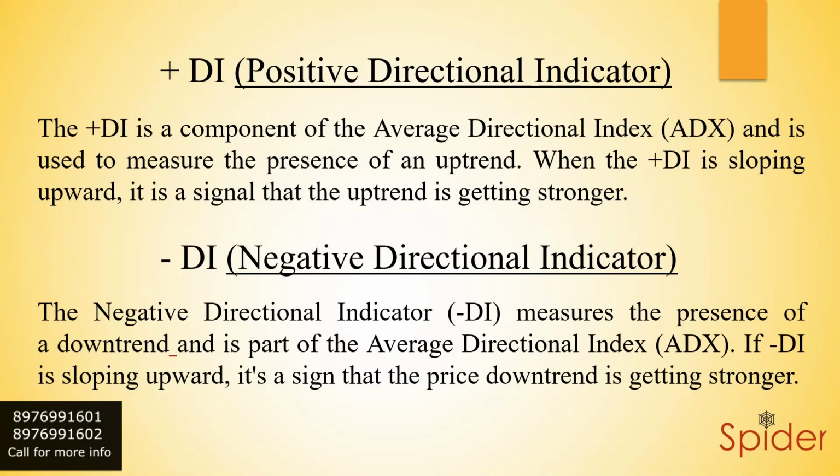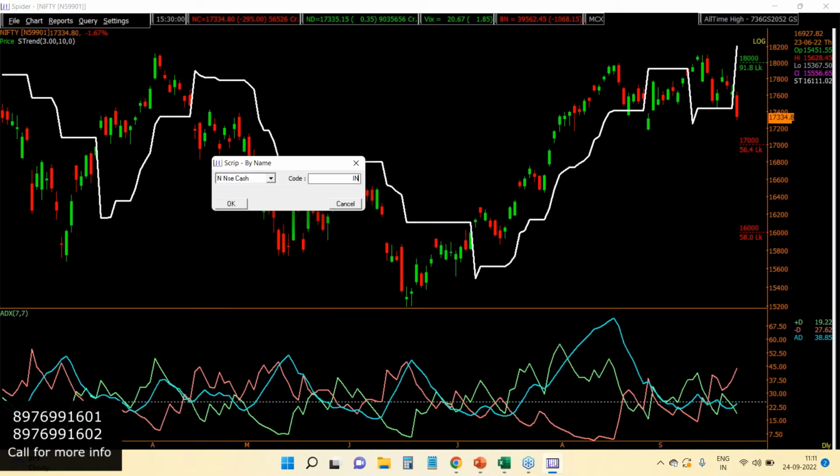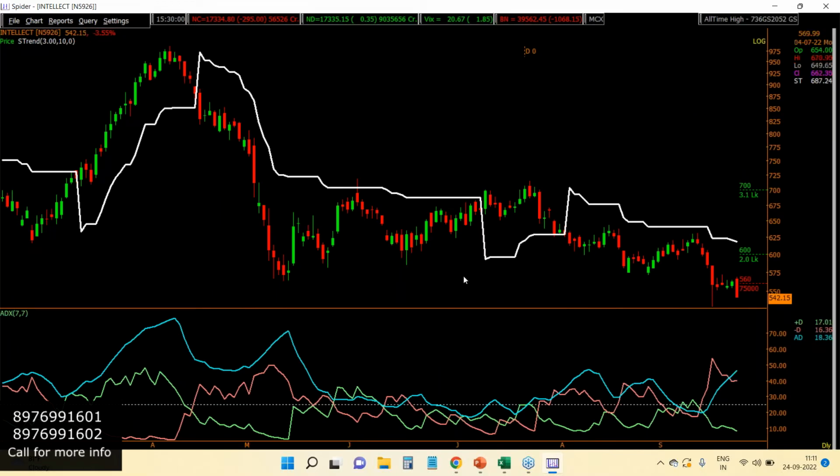So as I can see here, 54% of our audience has said that they use ADX to find momentum. Great. As I told you, it is an indicator which will help you to find out the strength and the momentum of the stocks. So first we will see some examples. For example, I will be taking Infosys.